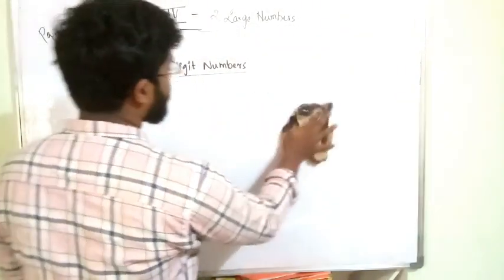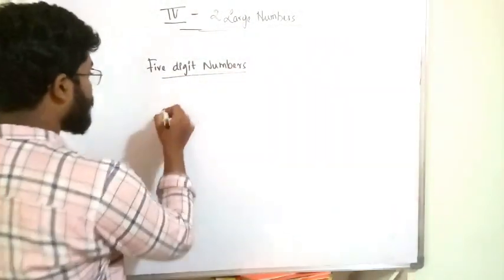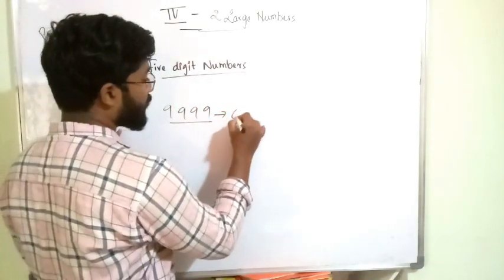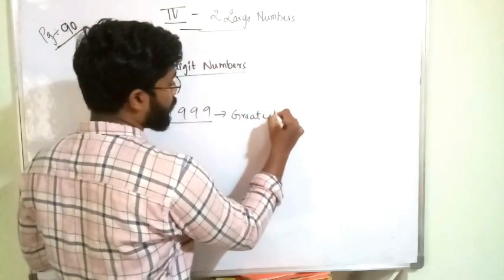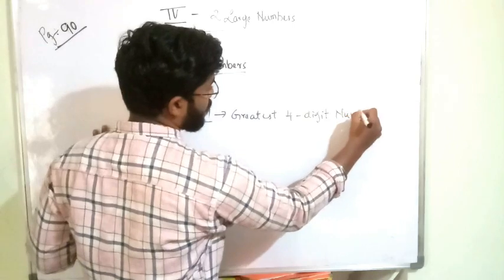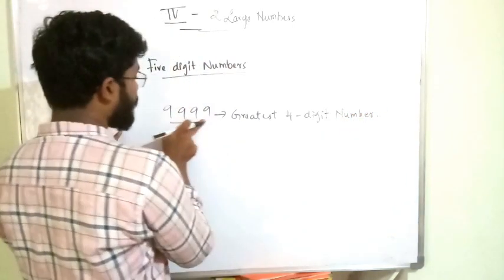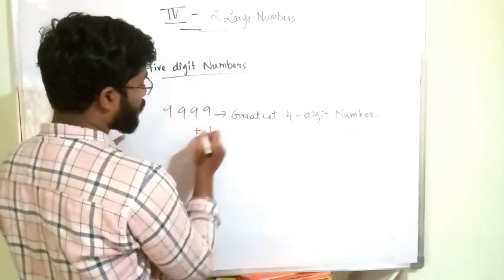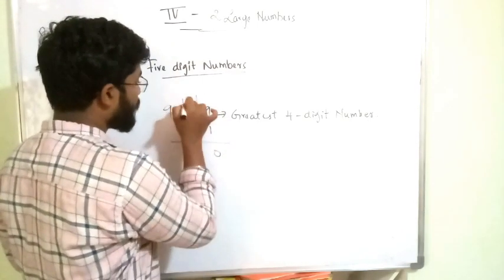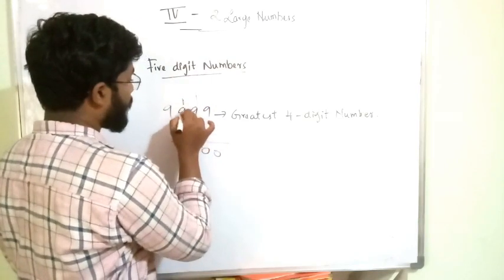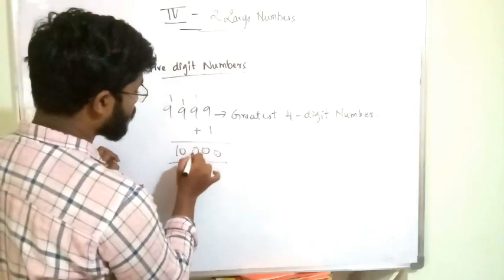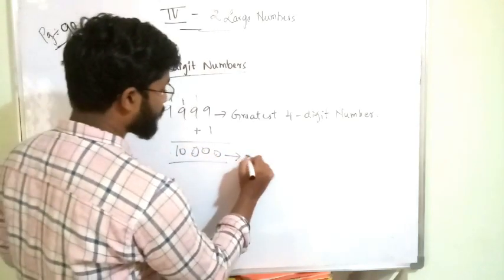Okay? So let us take 9999. This is the greatest 4-digit number, no? Okay? So I am adding 1 to this. 9 plus 1, 10. 9 plus 1, 10. 9 plus 1, 10. What am I getting? 1, 2, 3, 4, 5. A 5-digit number.